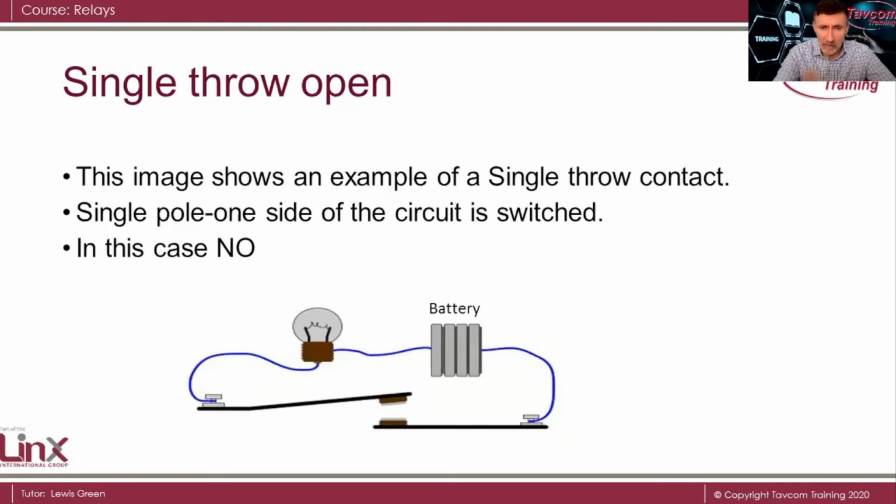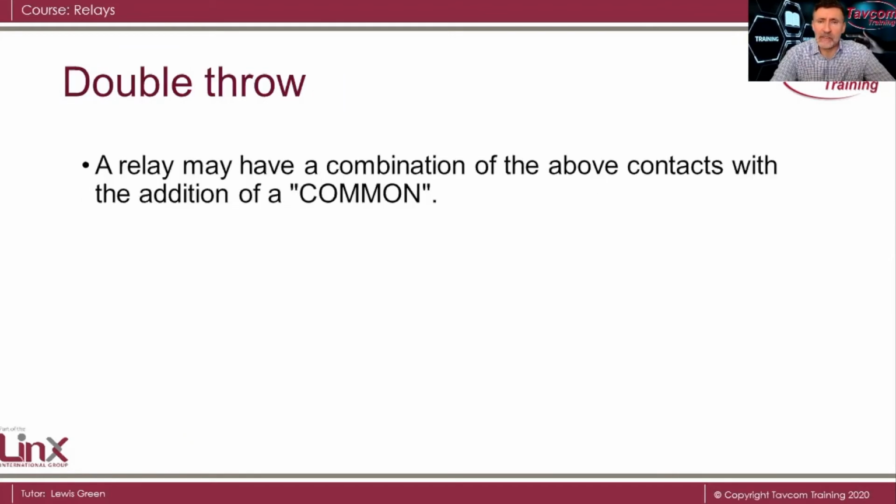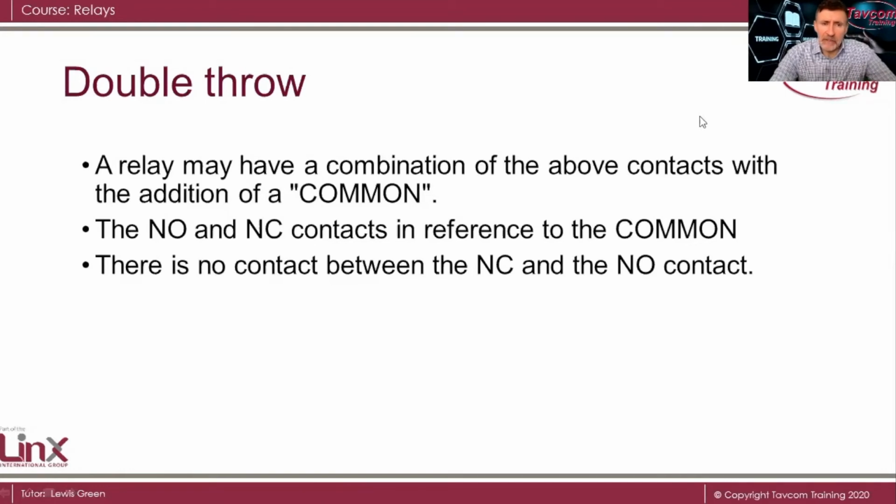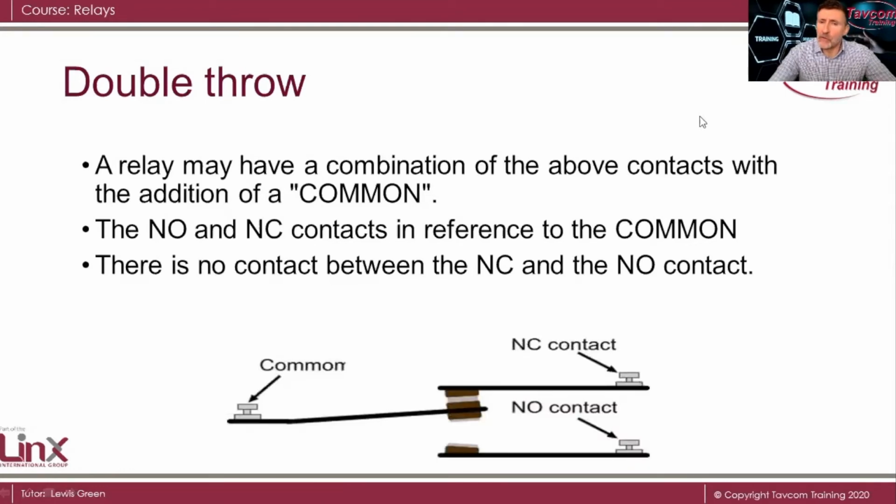Looking at the circuit here, we have a power source, a battery, we have a lamp, and we have a set of contacts that are normally open. A double throw will have 3 terminals. The common is the connection that switches between the normally open and the normally closed. As you can see from the diagram below, there is no contact between the normally open and the normally closed contact. So these contacts on the right hand side here, there is no electrical connection between these two at any point. The common is connected to the normally closed. When the relay switches, it connects to the normally open.